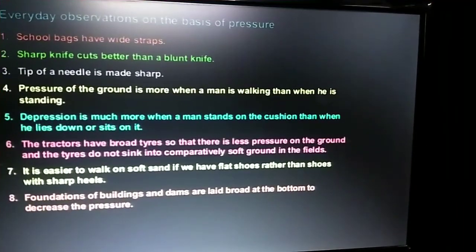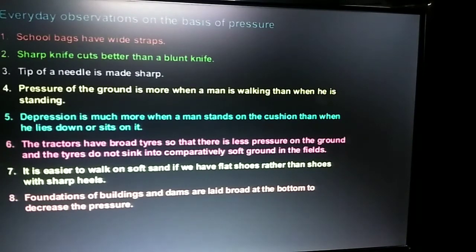Some day-to-day applications, everyday observations on the basis of pressure are: school bags have wide straps, a sharp knife cuts better than a blunt knife, the tip of a needle is made sharp, pressure on the ground is more when a man is walking than when he is standing. Depression is much more when a man stands on the cushion than when he lies down or sits on it. The tractors have broad tires so that there is less pressure on the ground and the tires do not sink into comparatively soft ground in the fields.